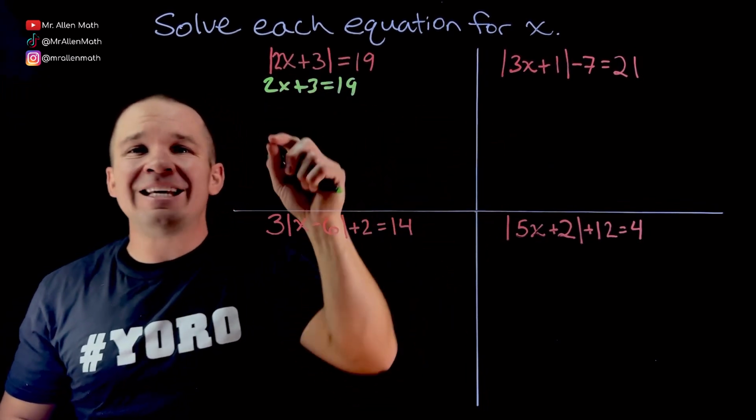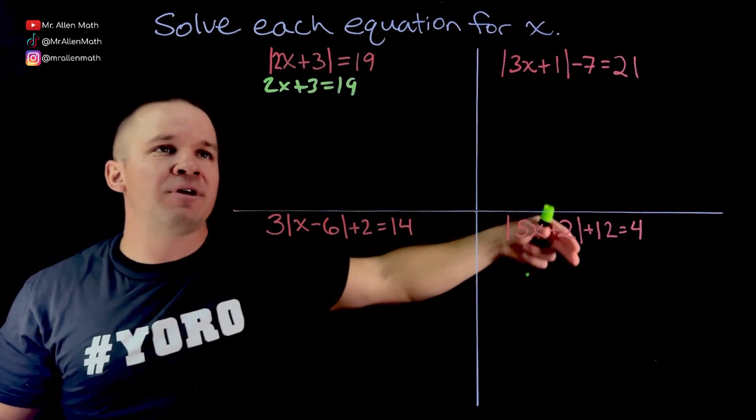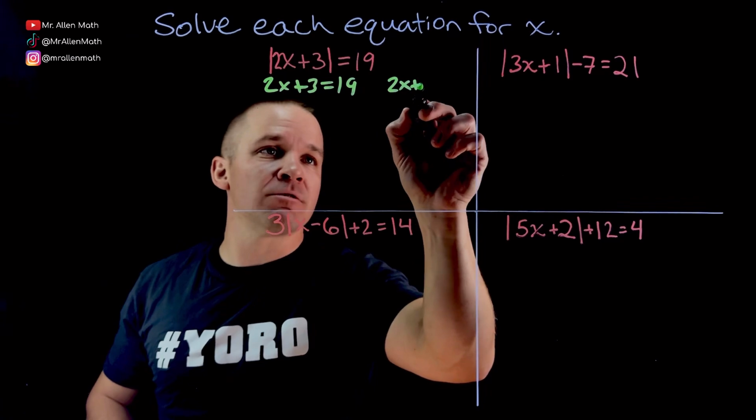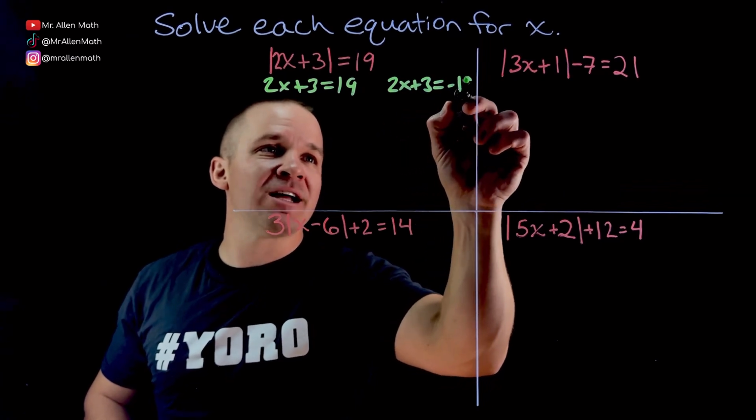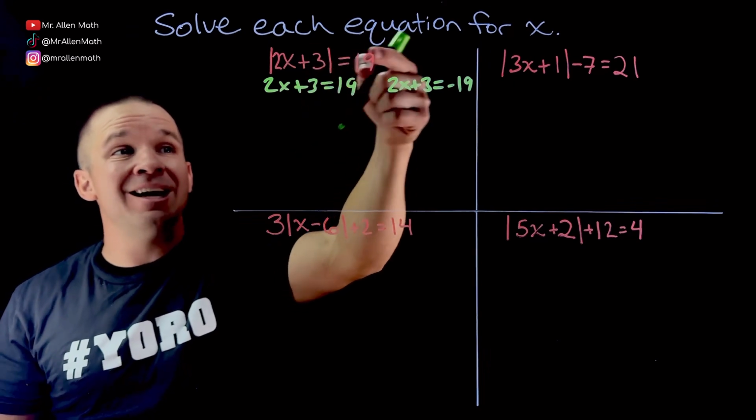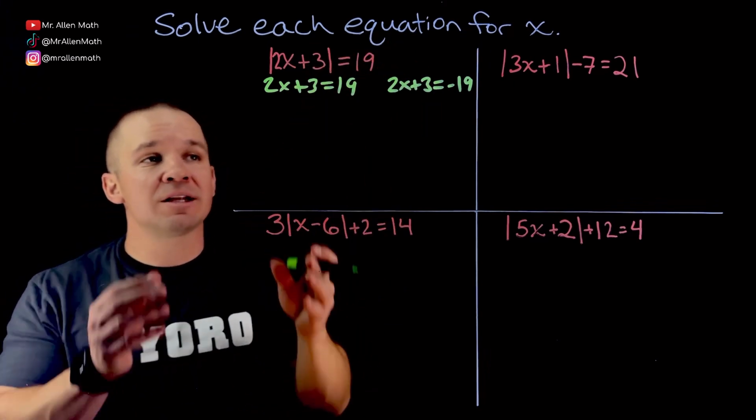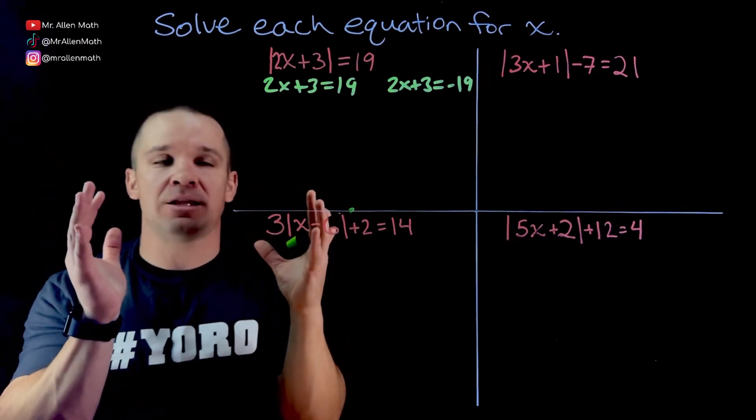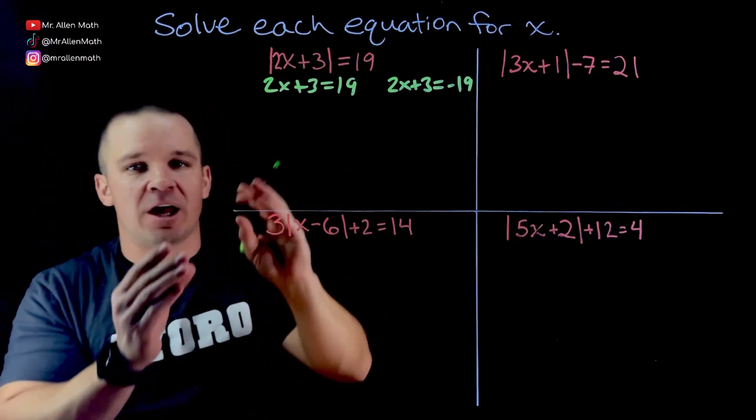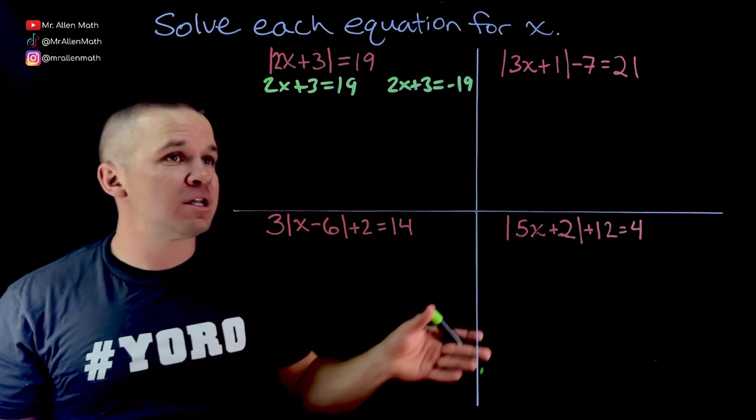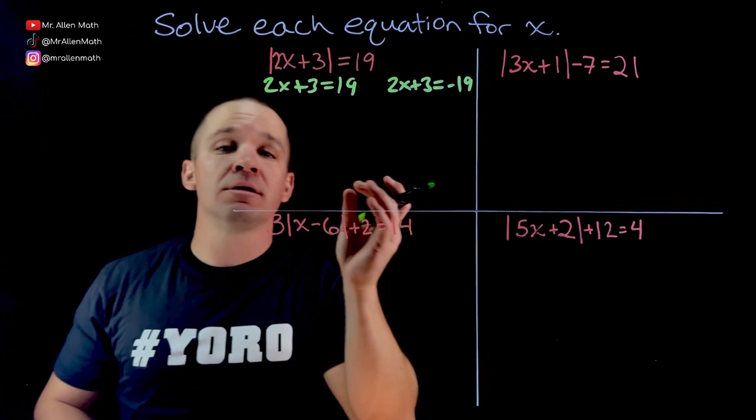But if I also got the inside of this absolute value, 2x plus 3, to be negative 19, the absolute value of negative 19 is 19. So we've got to set up these two situations because the absolute value makes whatever's inside there positive once we evaluate. If I can get the inside to be 19, it works. If I get the inside to be negative 19, also going to work.